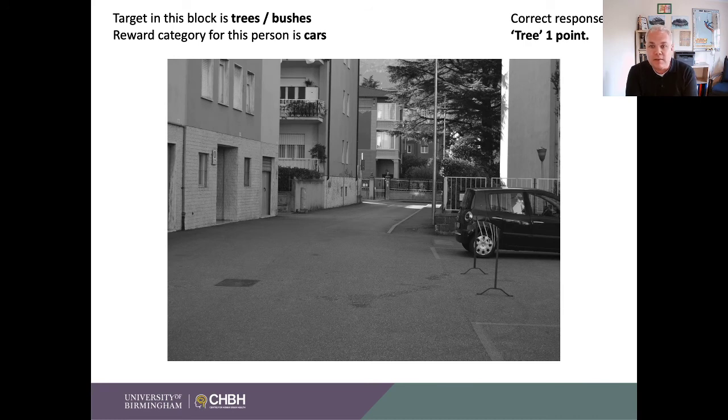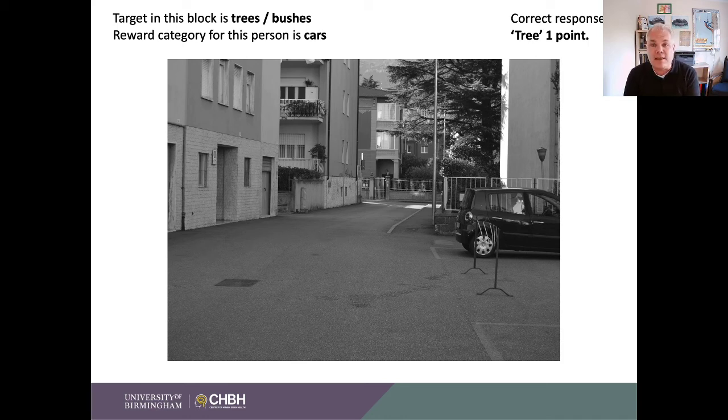I'm going to add a little wrinkle to the design now. There was a third category of stimuli that participants were asked to search for, and that was trees or bushes. In this condition, they would be asked to report whether or not the scene contained a tree or a bush. They had to discriminate between those two options.